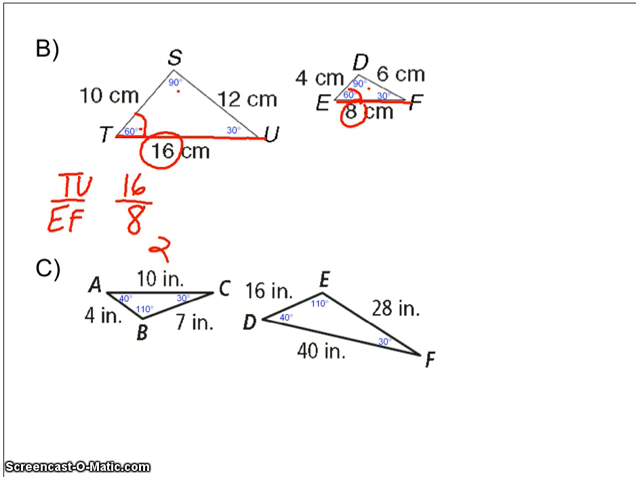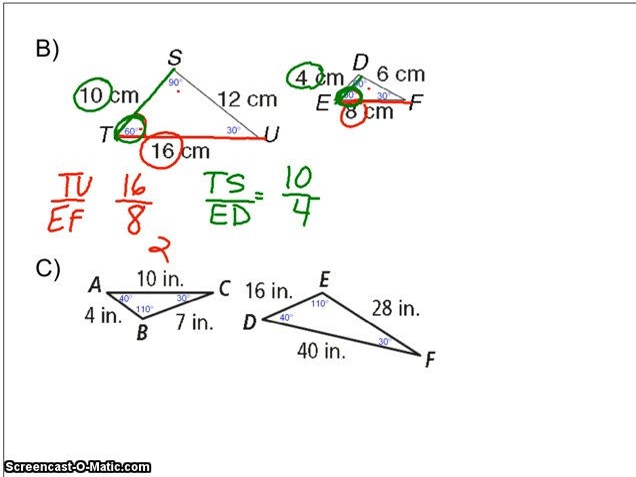Grab another color. I'm going to do the smallest one, which is 10 and 4. 10 is TS or ST, as long as you're consistent. TS is 10 centimeters. T, which is my 60-degree angle, again corresponds with the 60-degree angle over here. So it's ED. And the length of ED is 4. If I were to simplify 10 over 4, I'd get 5 over 2.